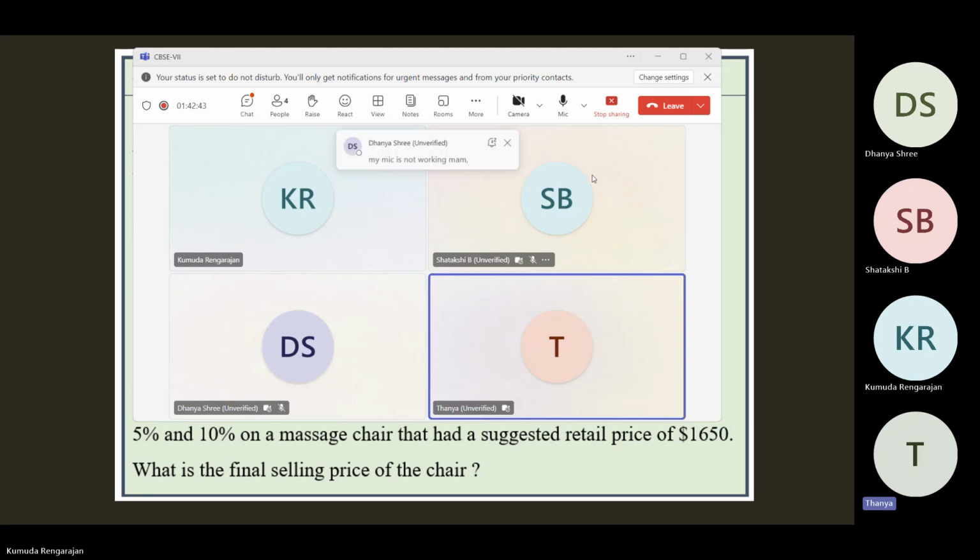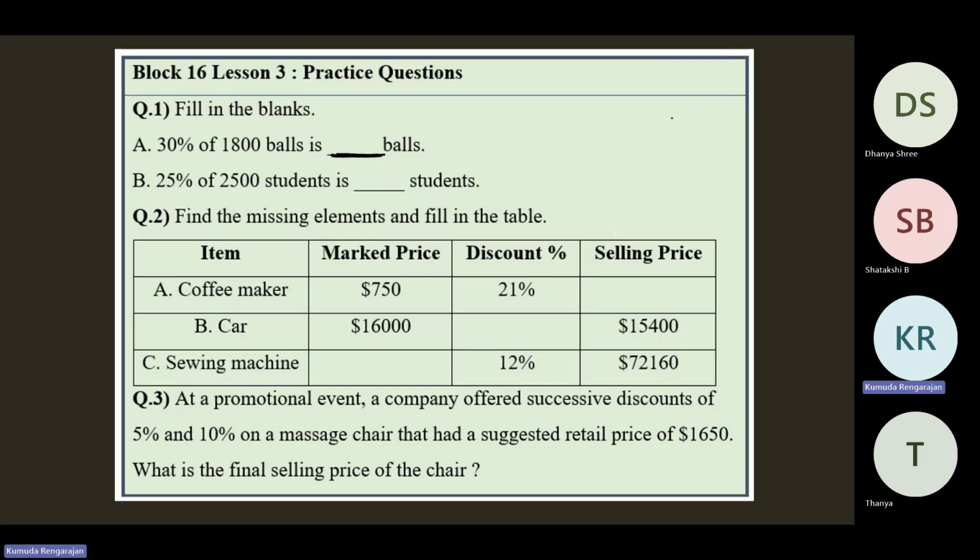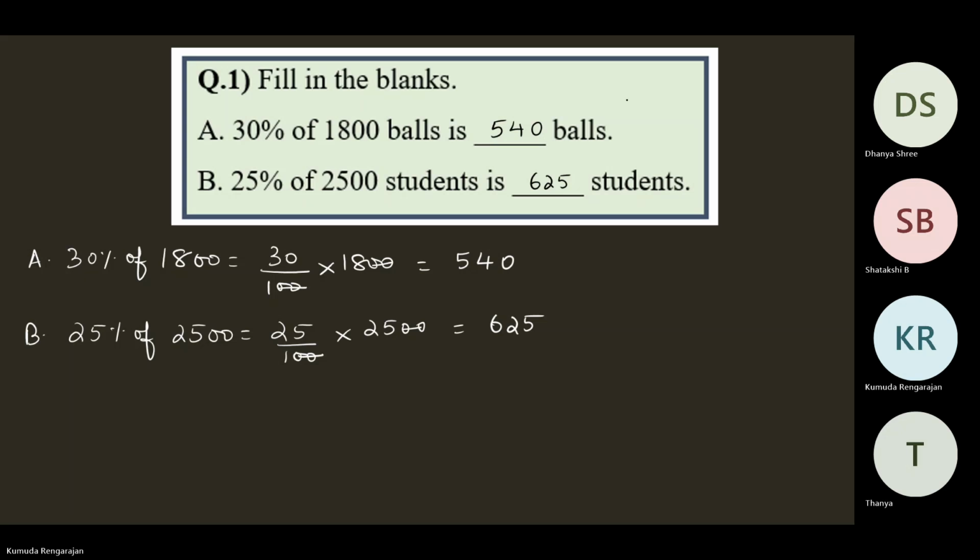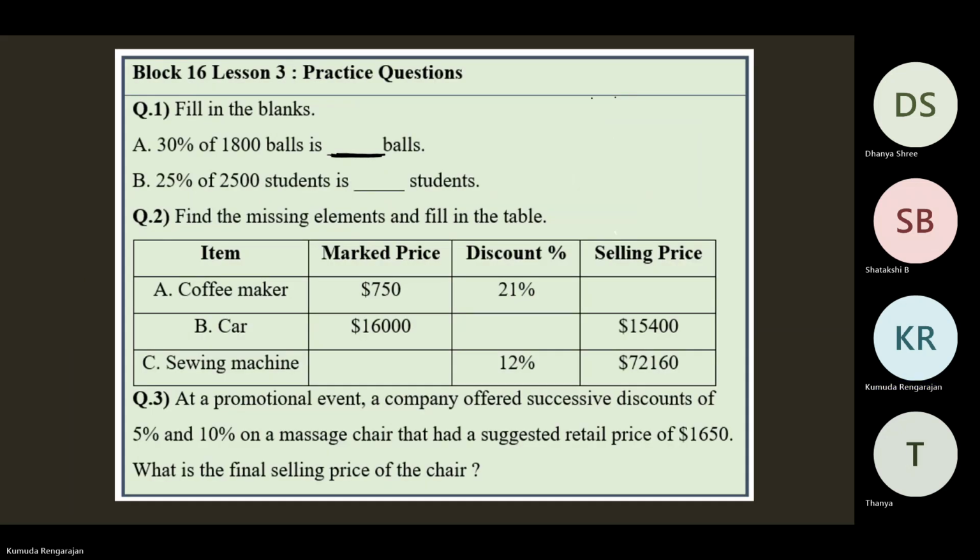Ma'am, is it 540? 540. Very good. 540 is the correct answer. Next one. Quick. Ma'am, is it 625? Correct. 625 is correct.